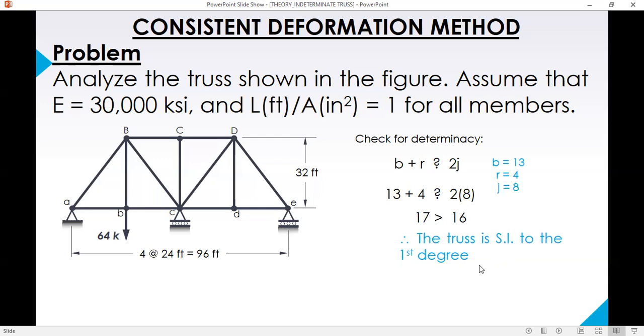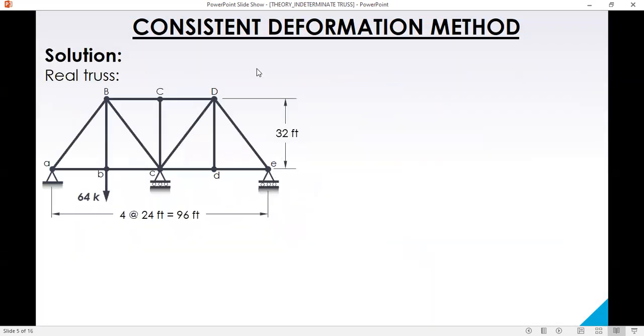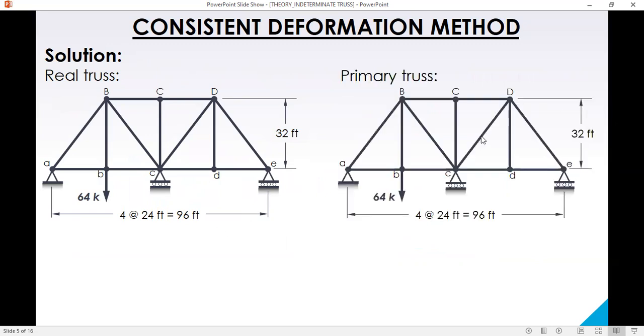Okay. So this is our original truss. And in using the consistent deformation method, we will choose a primary structure by removing the constraint. So from this truss, we remove the constraint. Let's choose the reaction at C, the support at C. So let's remove this one. The constraint at C is that the deflection is 0.